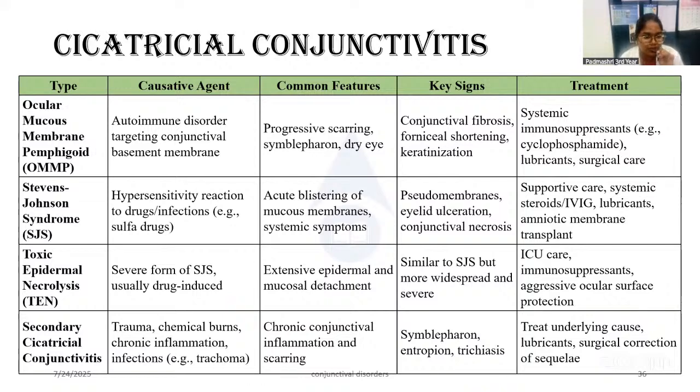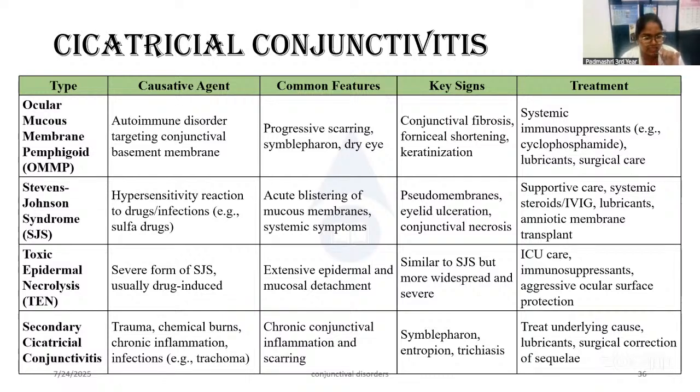For toxic epidermal necrolysis, the causative agent was a severe form of SJS, that is Stevens-Johnson syndrome, usually drug-induced. Common features are extensive epidermal and mucosal detachment. Key signs are similar to Stevens-Johnson syndrome, but more widespread and severe. The treatments available are ICU care, immunosuppressants, and aggressive ocular surface protection.